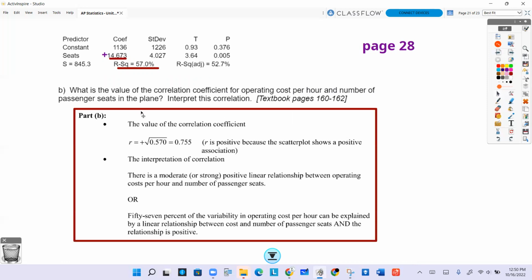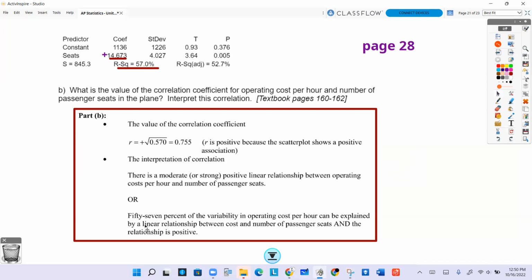You just convert the 57% to a decimal, move the decimal place over, square root it, keep it positive since the slope is positive, and then make an interpretation. R is positive 0.755, and then you'd say there's a moderate or strong positive linear relationship between operating cost per hour and number of passenger seats. I would say moderate or moderately strong in this case.